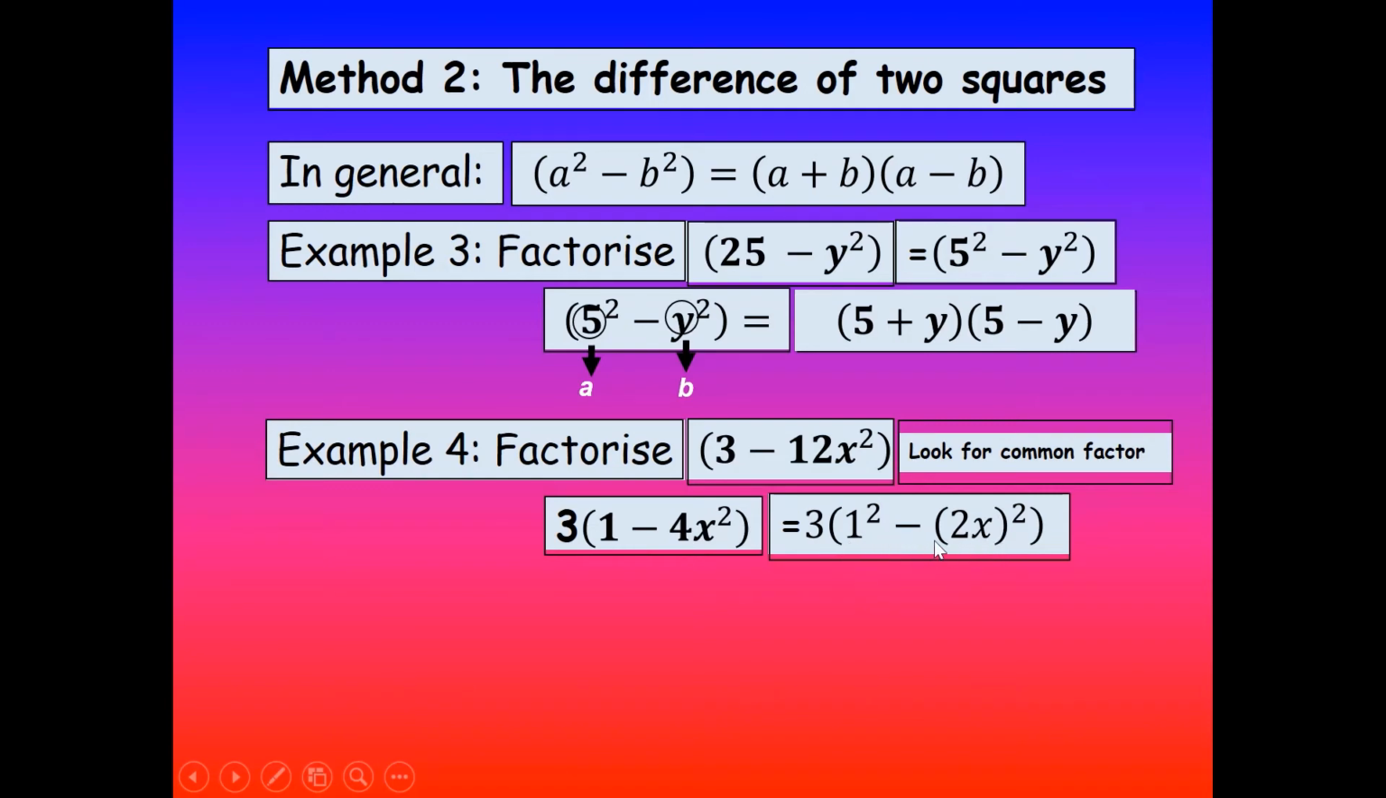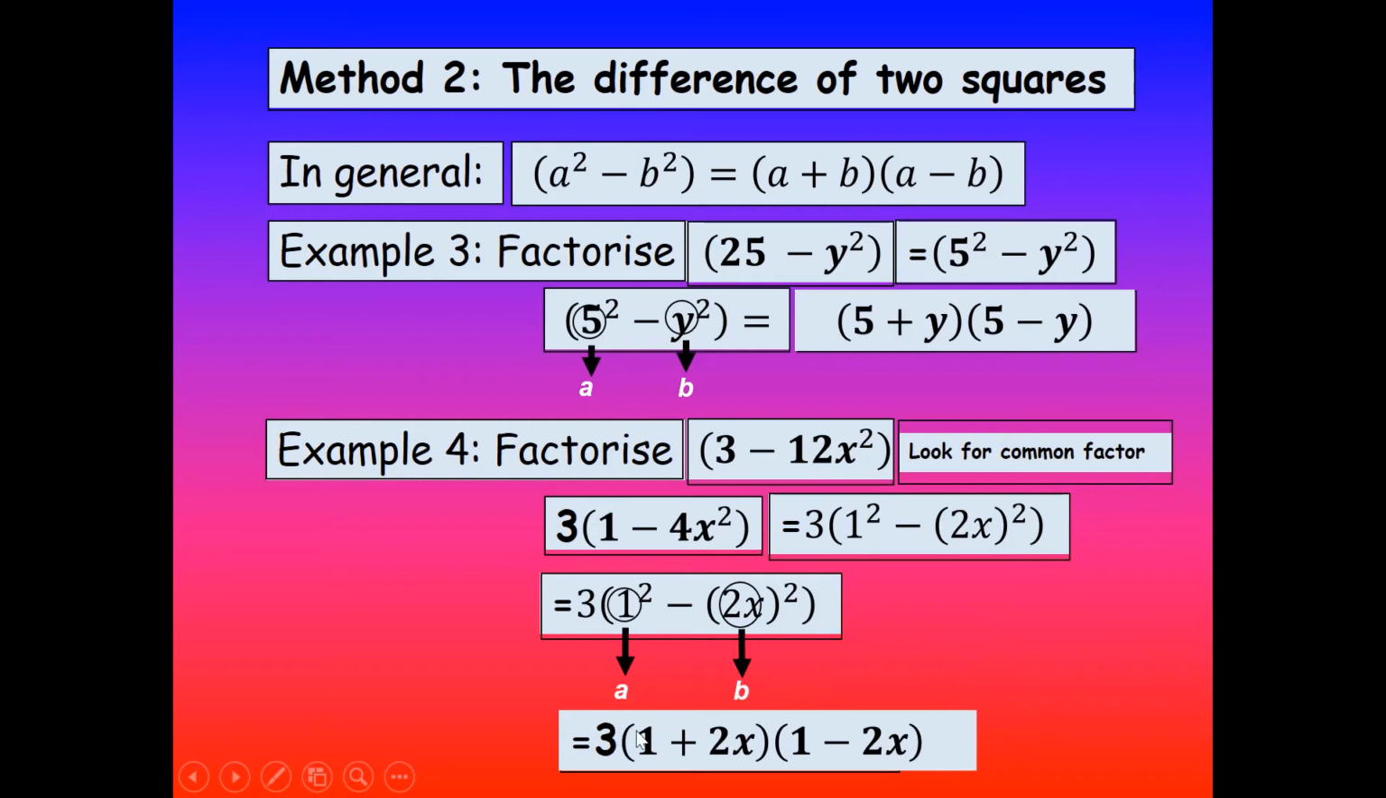So this is the difference of two squares now. So the first one is a, and 2x is your b value. Remember, 3 is part of the solution in this case, so it will stay there. And then your final answer is 3 into 1 plus 2x, that's a plus b, and then 1 minus 2x, a minus b.